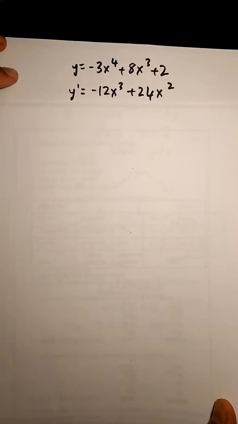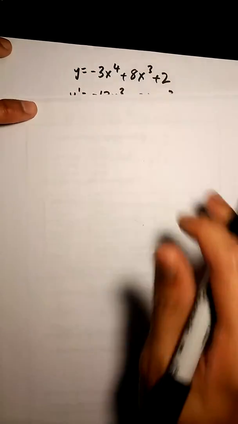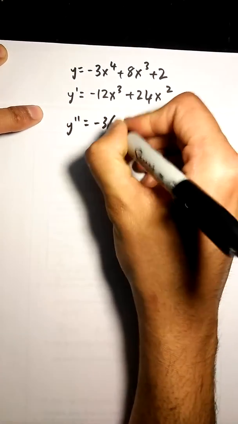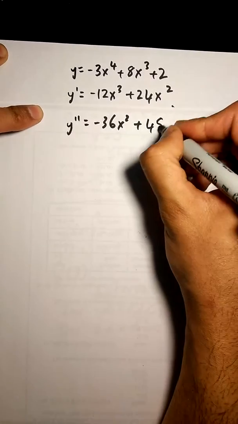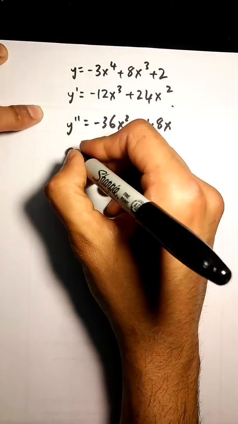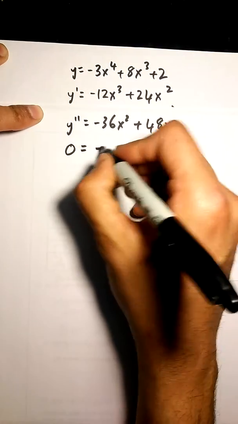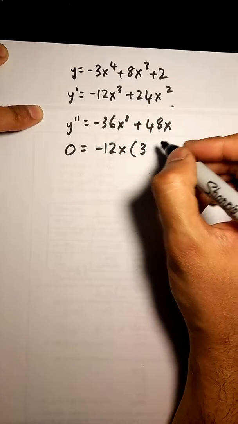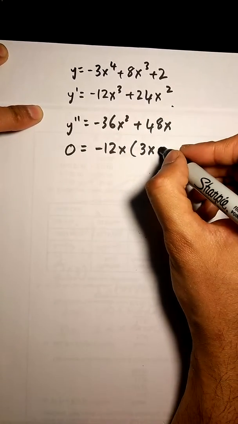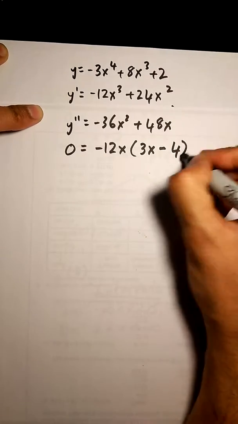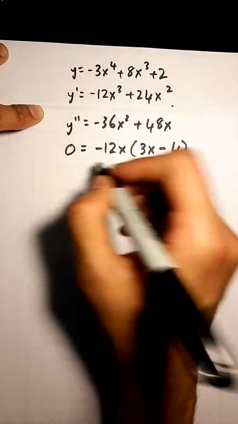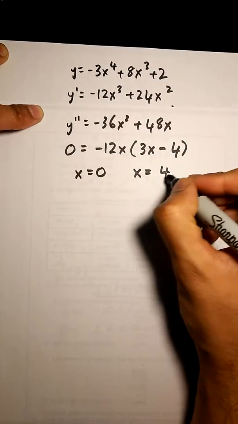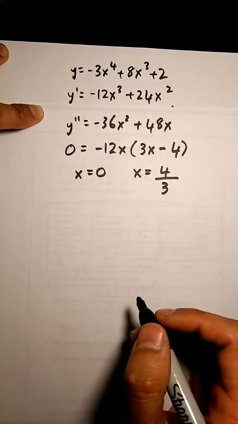Next I'm gonna do my y double prime. Make it equal to 0, I'm gonna factor it. Again, remember when you factor out a negative, the sign changes as well. So my inflection points will be x equals 0, which I expected. Then we have just a regular inflection point at x equals 4/3.